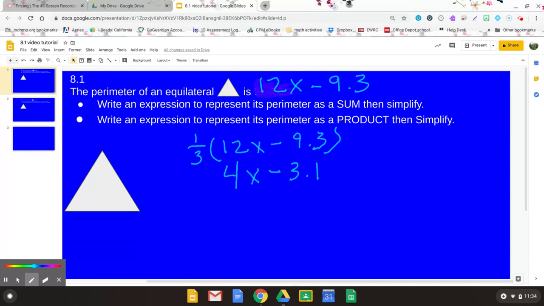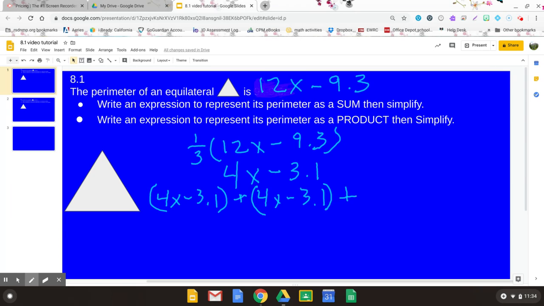So to answer the first bullet there, write an expression to represent its perimeter as a sum, then simplify. I have 4x minus 3.1 plus 4x minus 3.1 plus 4x minus 3.1 equals 12x minus 9.3.